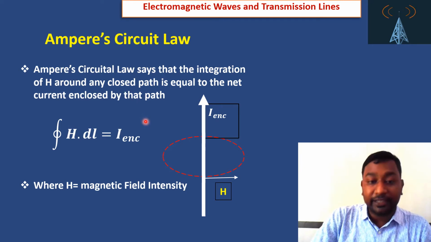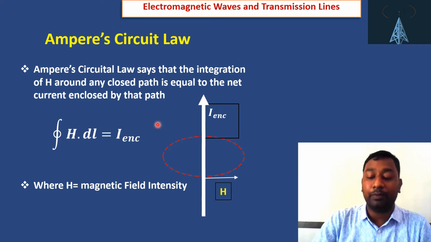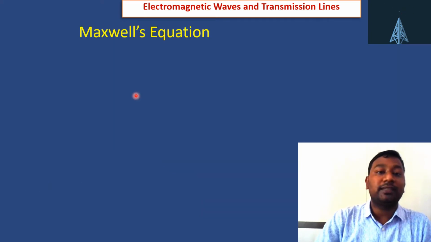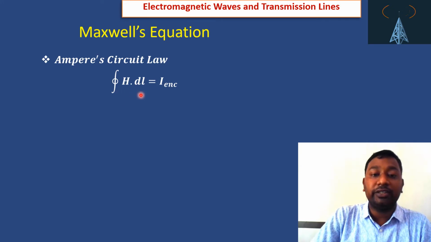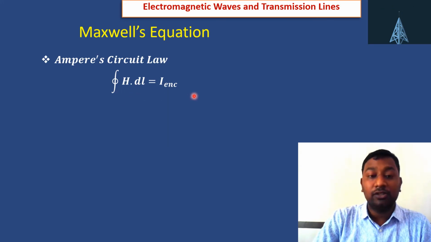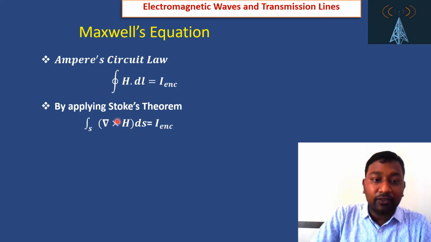So it says that the integration of H around any closed path is equal to the net current enclosed by that path. Okay. We will see the Maxwell equation, how we can find the Maxwell equation from Ampere's law. We know that H dot dl equals I enclosed. From Ampere's law, if we apply Stokes theorem, we can convert this line integral to a surface integral. So H dot dl will become del cross H dot ds equal to I enclosed.